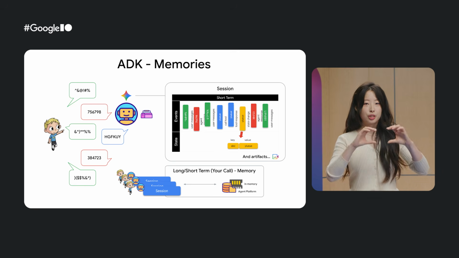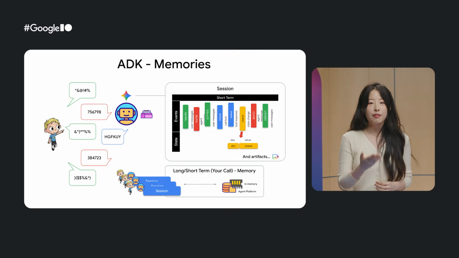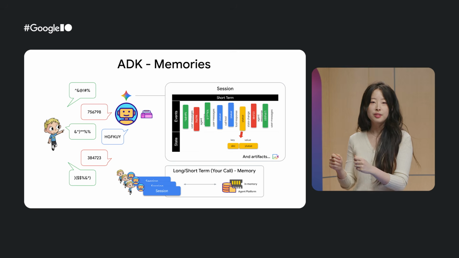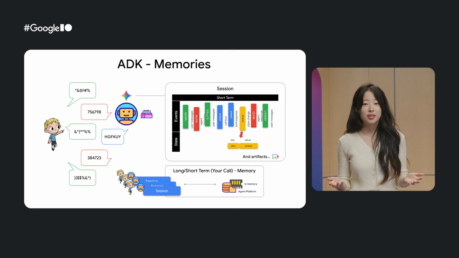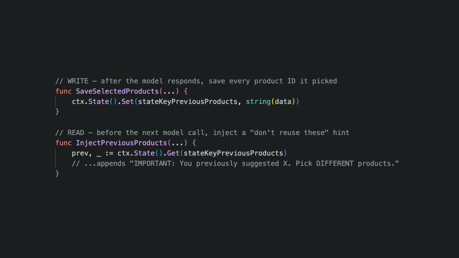Agents don't just think in the moment, they remember. Each session has a shared state, a key-value store, that agents can read from and write to. And that's how coordination works. For example, the fitting room agent generates an image and stores the artifact name in state. The styling agent reads that same value and displays it. No direct communication needed. State acts like shared memory.